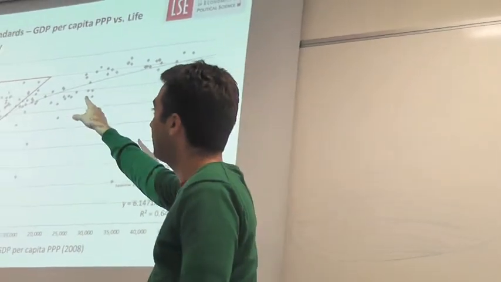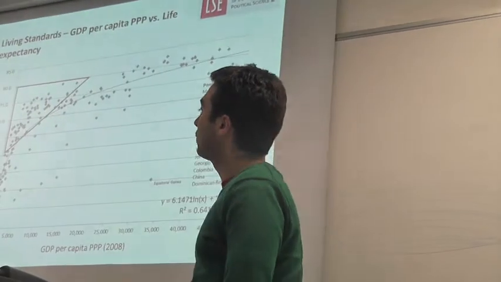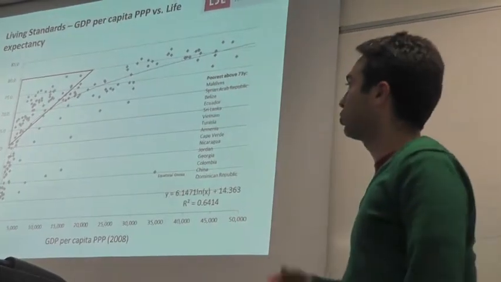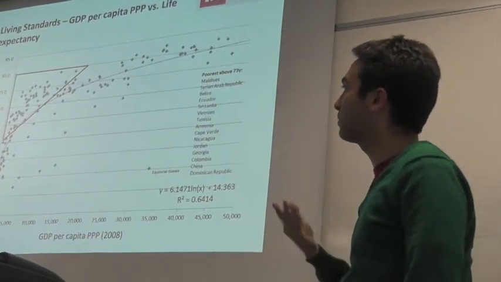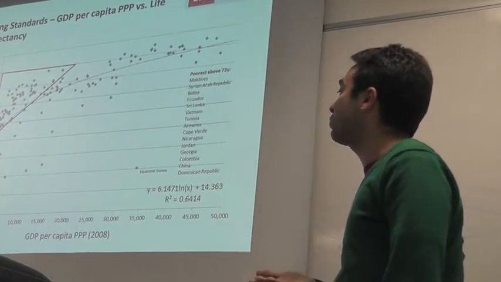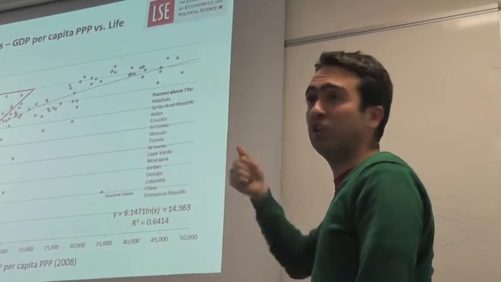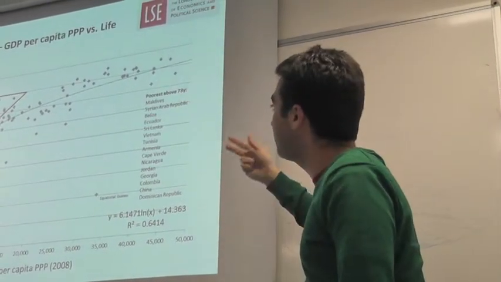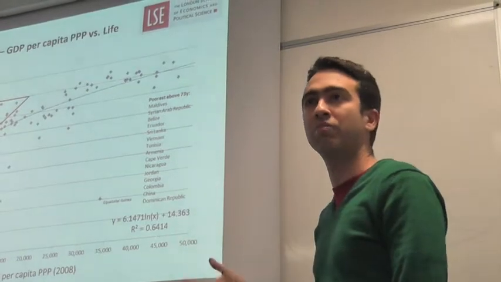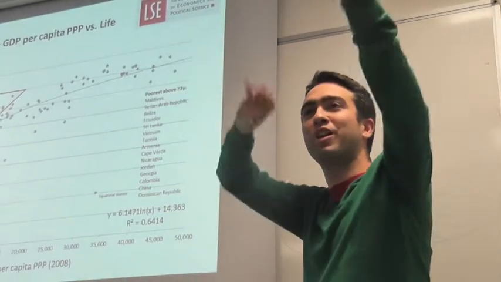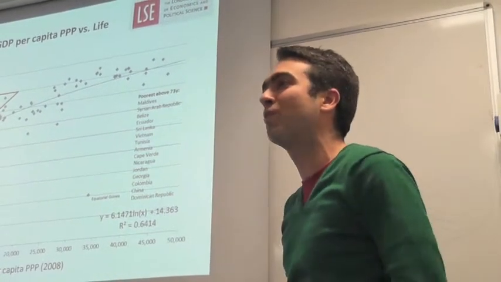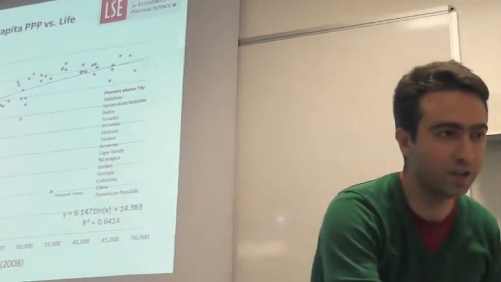However, we do see a group of countries that were able to get high life expectancy with little GDP per capita PPP. Some examples: Maldives, Syria, Belize, Ecuador, Sri Lanka, Vietnam. It seems like countries from different places with different histories.